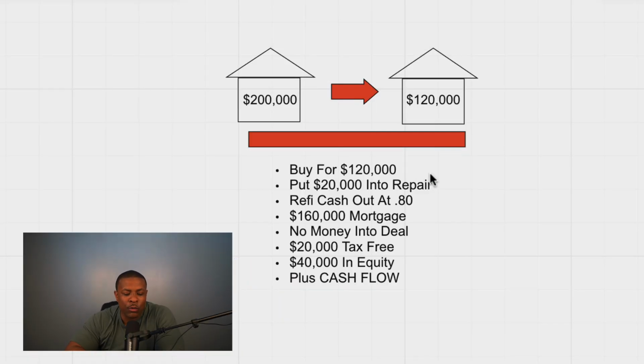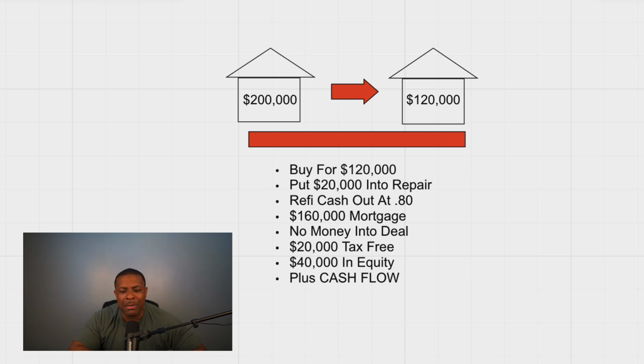So let's go ahead and break down the numbers. Once you buy that house for $120,000, you put $20,000 into repairs. Now, obviously, this number is going to vary based on how much work the property actually needs. But let's just say that this house needed $20,000 in work. So you put the $20,000 into the house and you're all into the house at $140,000.